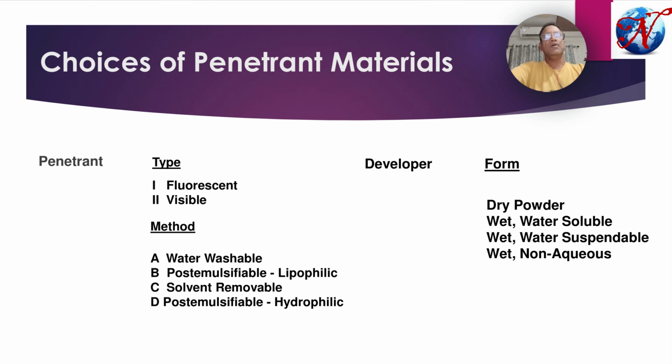Depending upon how you remove the penetrant from the surface, there are four types of penetrant used in the industry. Method A, known as water washable. Method B, post emulsifiable lipophilic. Method C, a solvent removable penetrant, and Method D, post emulsifiable hydrophilic.